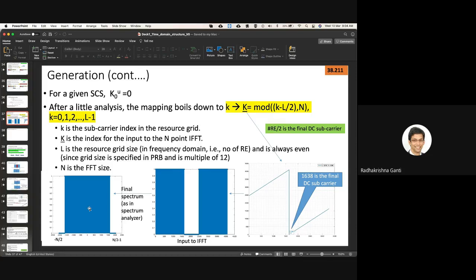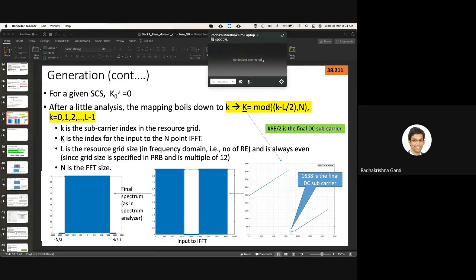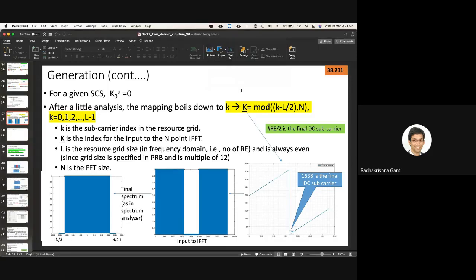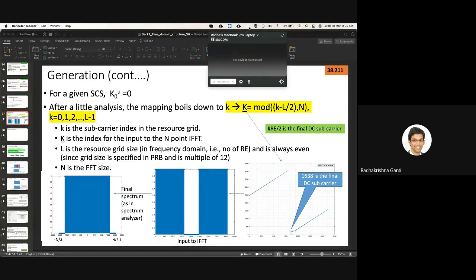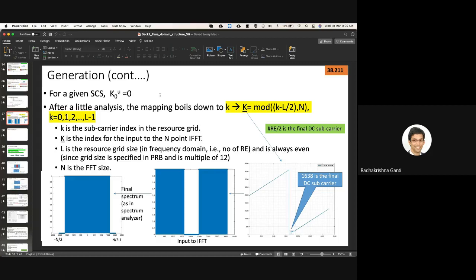Let me explain this on pen and paper. Just give me 1 minute. I think there is some technical glitch.